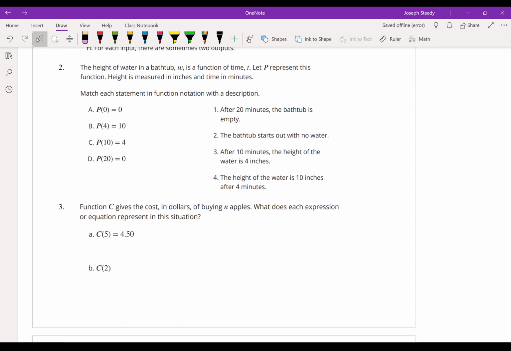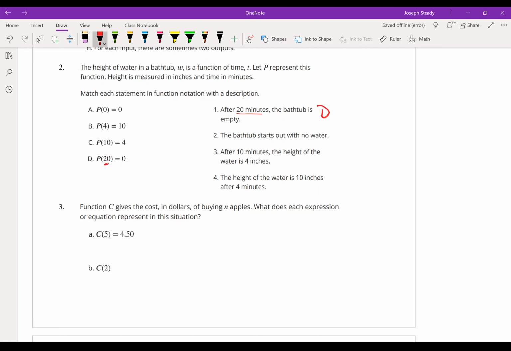Now, number 2. The height of water in a bathtub, W, is a function of time, T. Let P represent this function. Height is measured in inches and T is in minutes. So we're going to match some of these things up. Now, I'm going to start with the statements and match them to a function notation equation. So after 20 minutes, the bathtub is empty. So that means that the input is 20 minutes, and the output is that there's nothing left in the bathtub. Well, that is option D right there. P of 20, that's my input, equals 0.